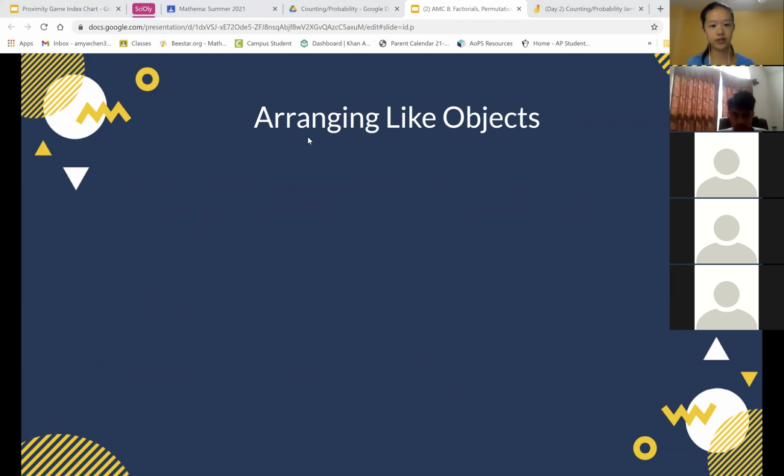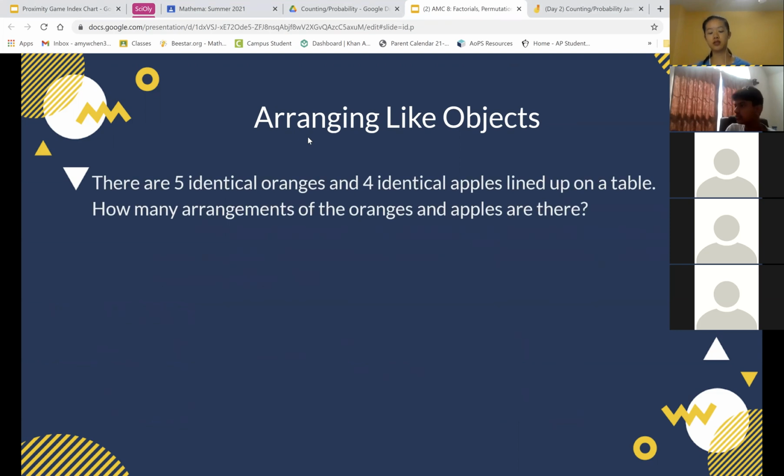Okay, so for this question, there are 5 identical oranges and 4 identical apples lined up on a table. How many arrangements of oranges and apples are there? In fact, there's a couple of different approaches to do this problem, but they all lead to the same answer. Remember how we did this before? It's kind of like letters. If you think about the fruit like letters, it becomes a lot easier.